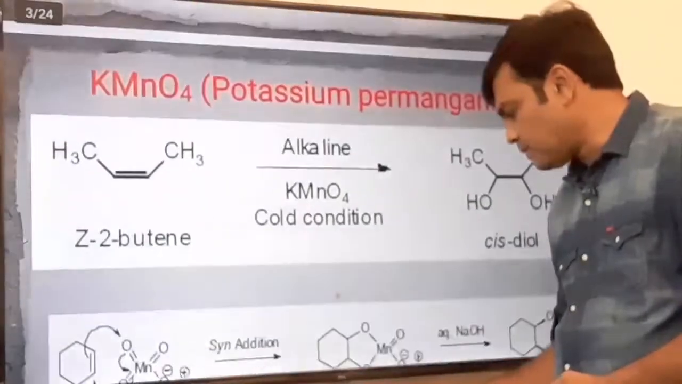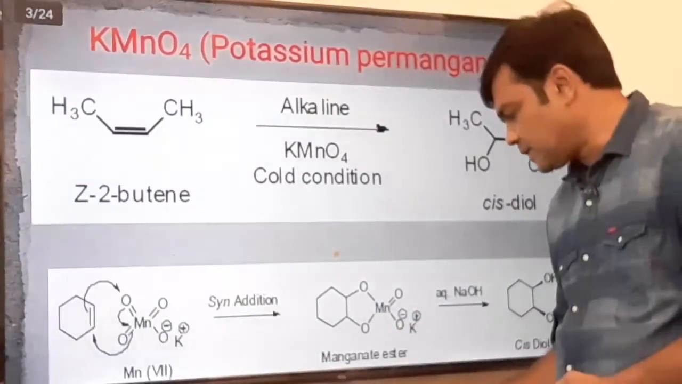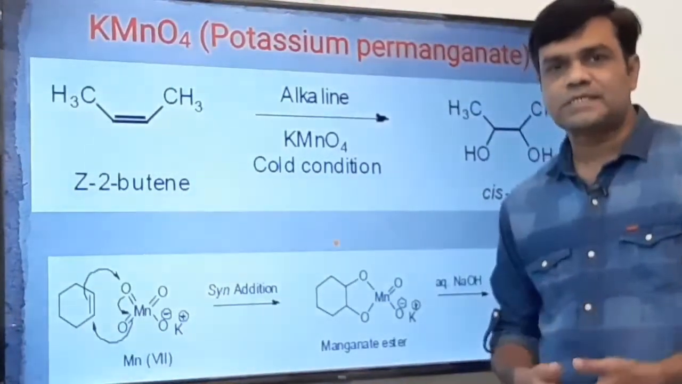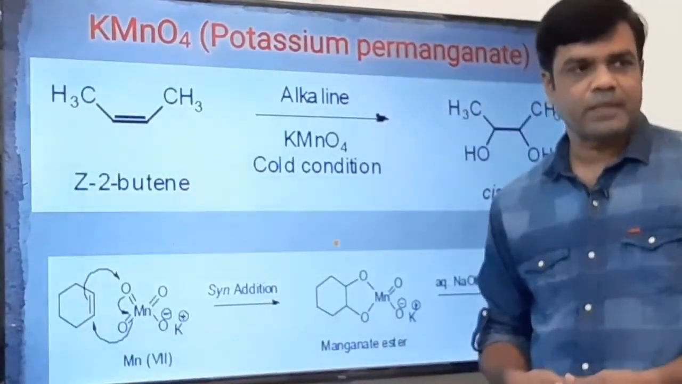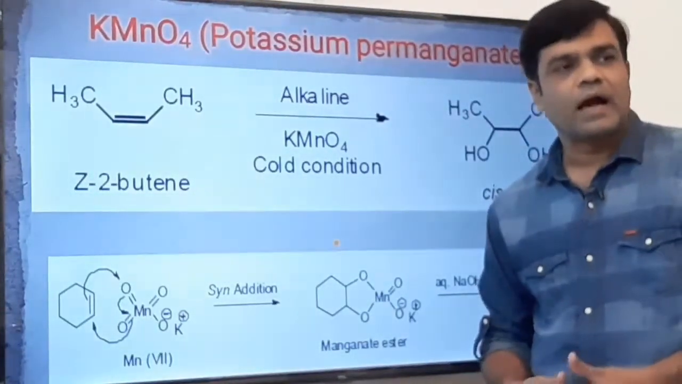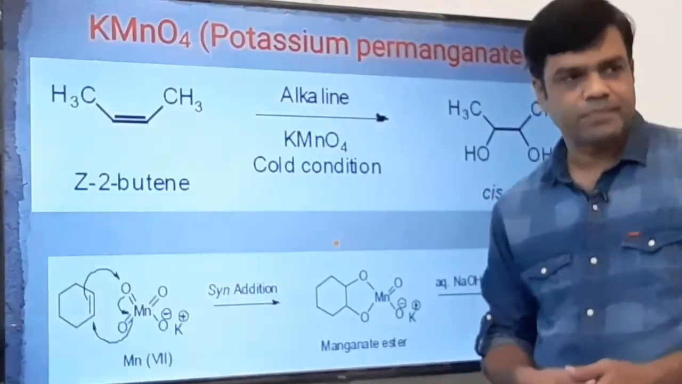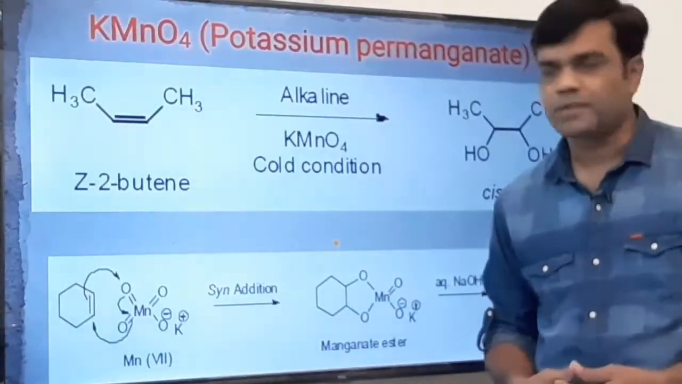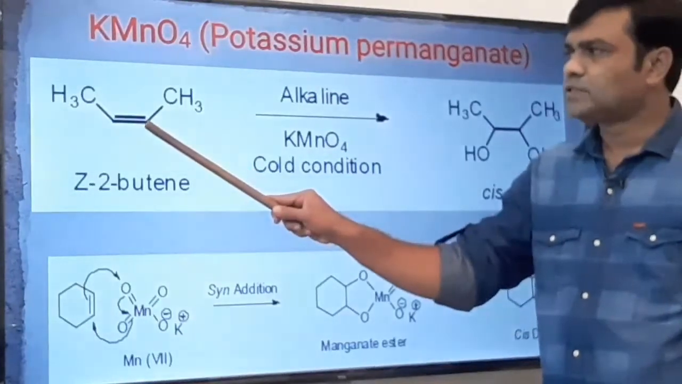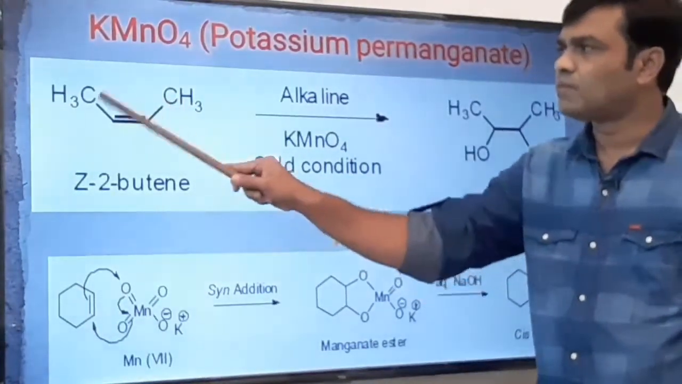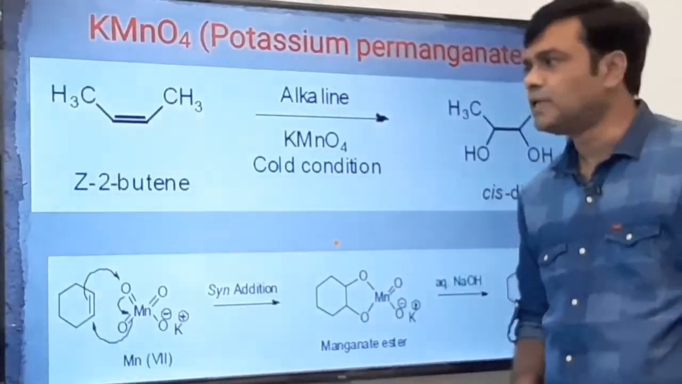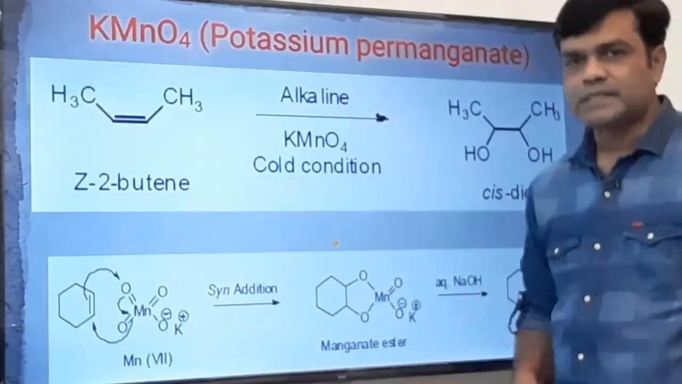Let's start with potassium permanganate, that is KMnO4. KMnO4 is a cis diol forming reagent. It means the two OH groups across the carbon-carbon double bond are on the same side, and that is called cis diol formation. See, this is the example. This is 2-butene, with 1, 2, 3, 4 carbons, and the double bond at the second position, so it is 2-butene. Its configuration is Z.